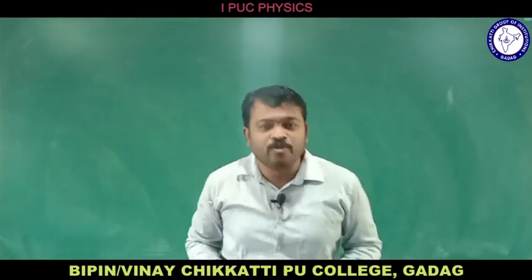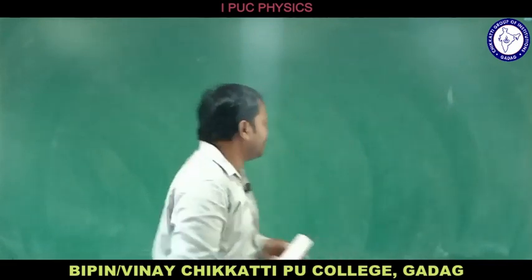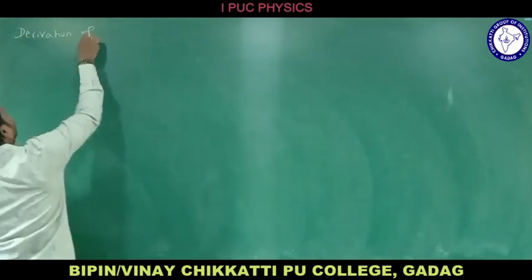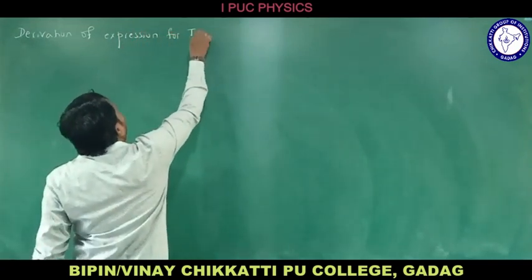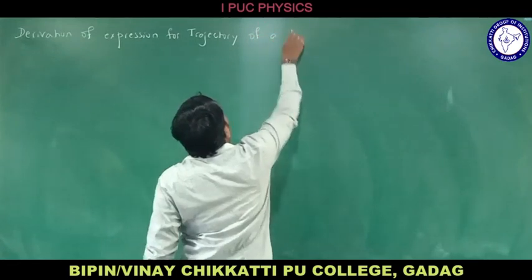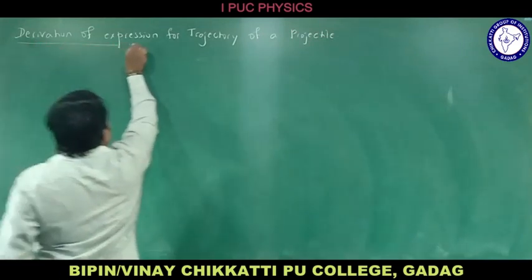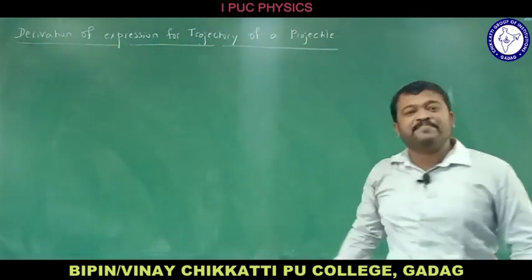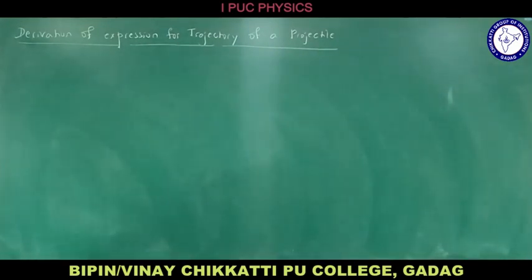Now let us derive the expression for the trajectory of a projectile. Let us take this derivation: derivation of expression for trajectory. What is trajectory? The path followed by the projectile. Derivation of the equation for the trajectory of a projectile. This question carries 5 marks. Again, this can also be asked like this.